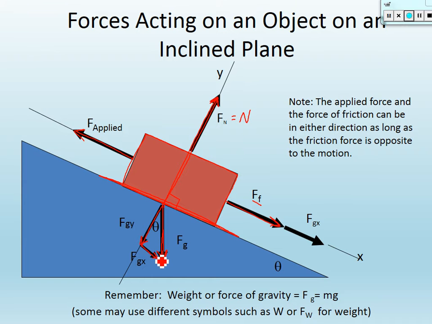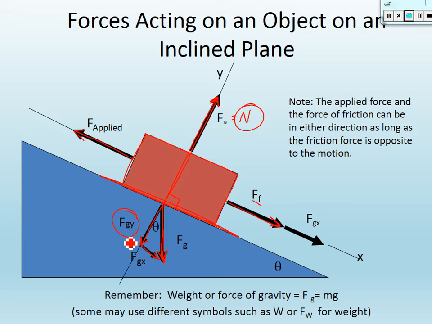Here's why we always have to figure them out. FGY, whatever it is, is going to be equal to the normal force. Is this block moving up and down in this direction? No. So according to Newton's first law, the forces have to be balanced. In order to figure out what normal force is, we need to figure out what force of gravity in the y direction is.